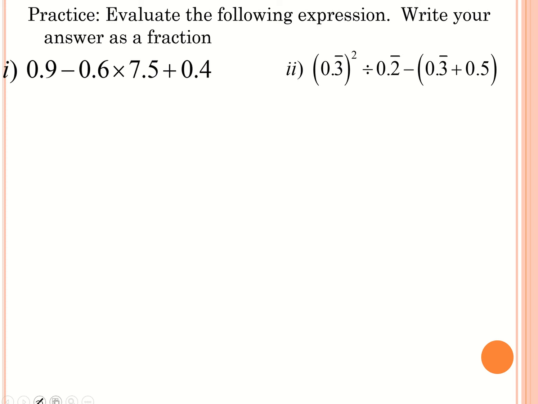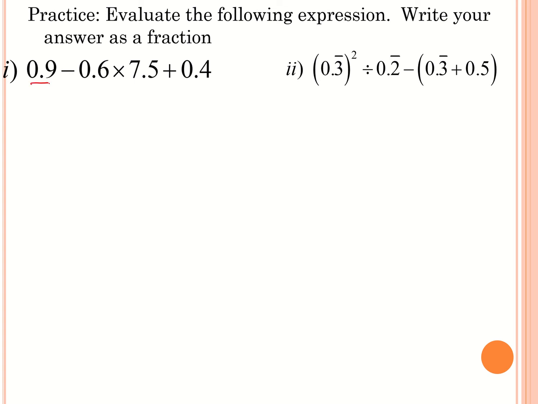Okay. So what I want you to do is, you can try these two first. Again, simplify these two expressions using the order of operation. If you want, you can pause the video here, or you can continue on. We can do this example together. Either way, it's up to you.